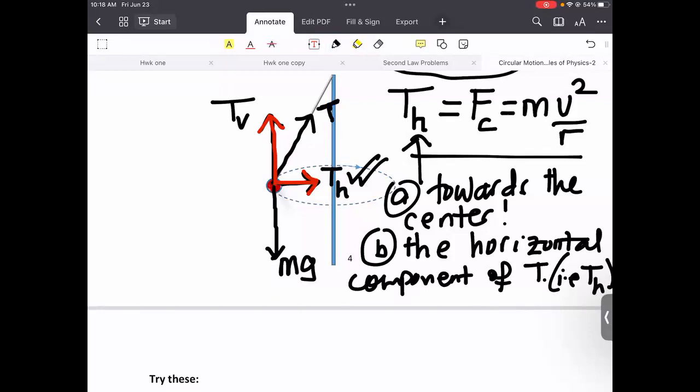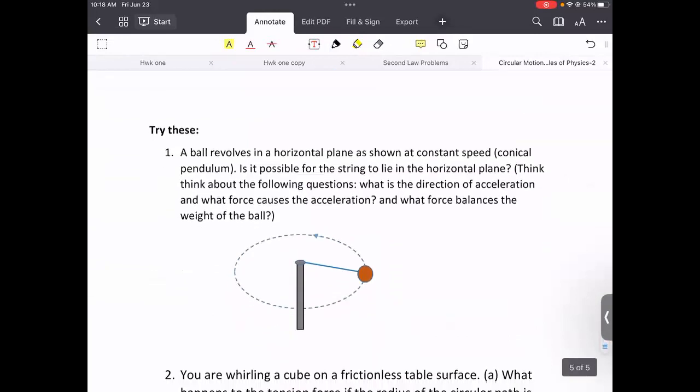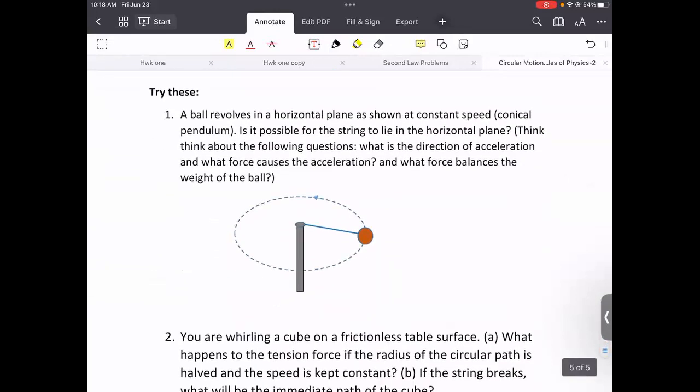Okay, so I have some problems for you to try. So try this one out. You might want to pause the video, take a picture of this, and try this problem. The problem says a ball revolves in a horizontal plane as shown at constant speed. It's a conical pendulum. The question is, is it possible for the string to lie in the horizontal plane? I'm talking about this string here.